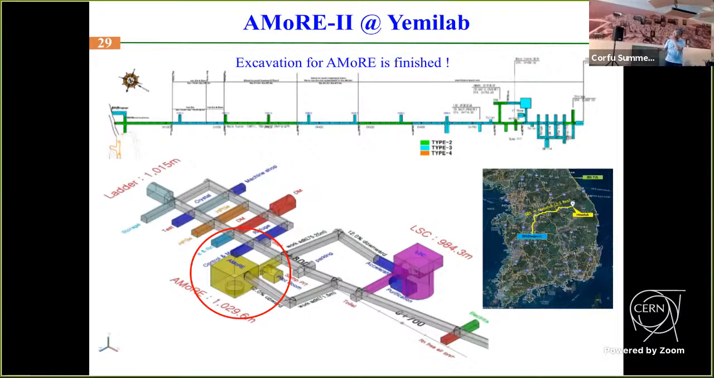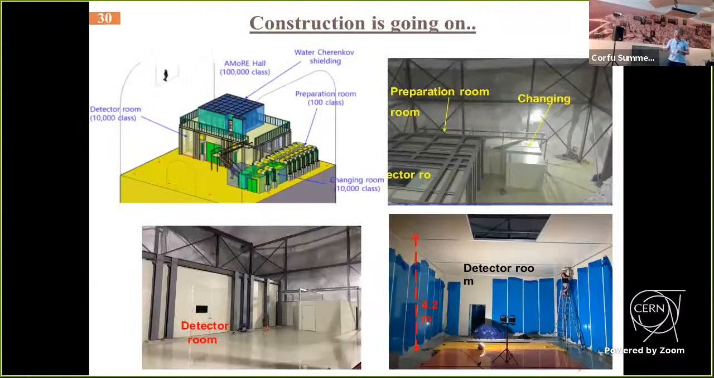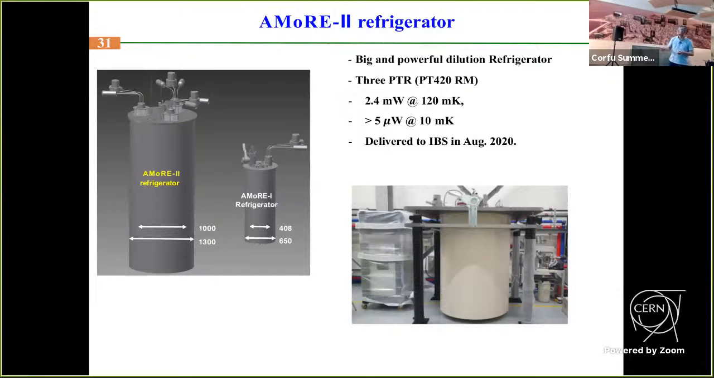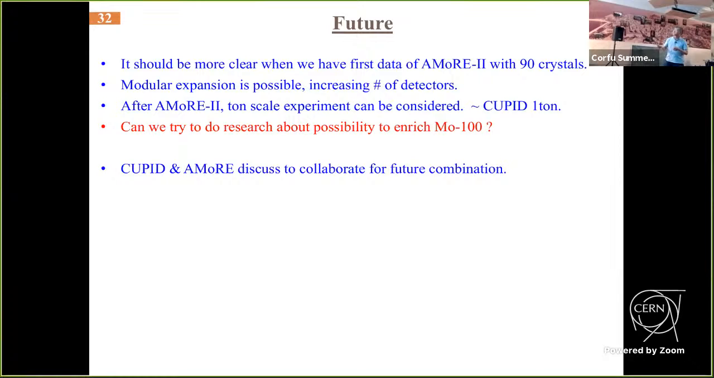This new experimental site is made, and the AMoRE-II room is prepared. We are just making the detector rooms, and this will be finished by next June. And the millikelvin temperature cryostat is delivered. In the future, it should be clearer when we have the first data from the AMoRE-II experiment. We are just preparing now with 90 crystals. After that, we will run 200 kilograms of crystals, 100 kilograms of molybdenum-100. That will be the largest molybdenum experiment from 2024 with the full scale.